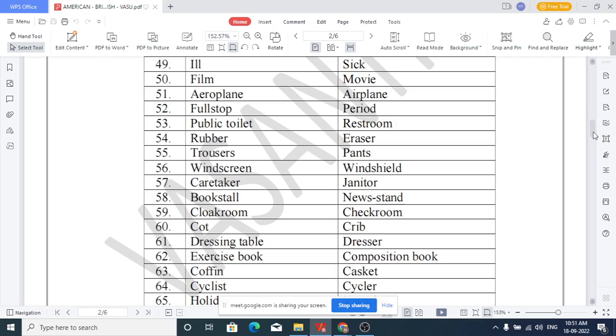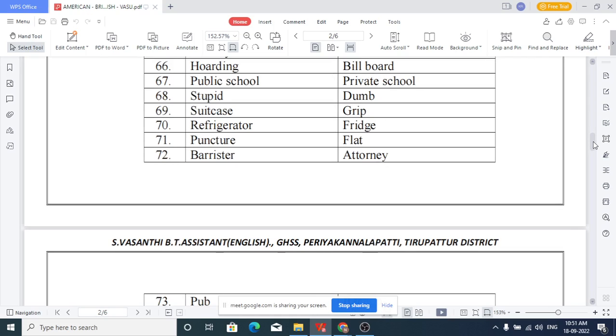Next, cyclist, cycler. We still use cyclist only. We don't use cycler. Okay. Hoarding, billboard. What is meant by hoarding, Pranav? Hoarding?